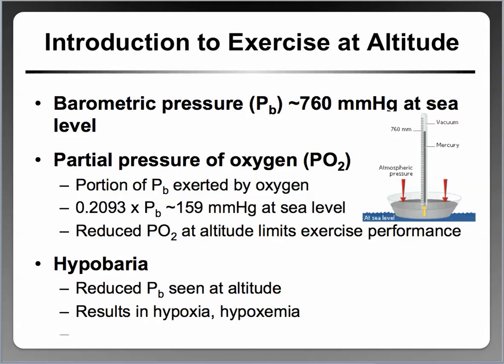Let's talk about one more definition. If something is referred to as hypobaric, it is a reduced barometric pressure, and this is often seen at altitude. A result of this reduced barometric pressure is hypoxia, or low oxygen, and hypoxemia, which is, as a result, a low partial pressure of oxygen in the bloodstream.